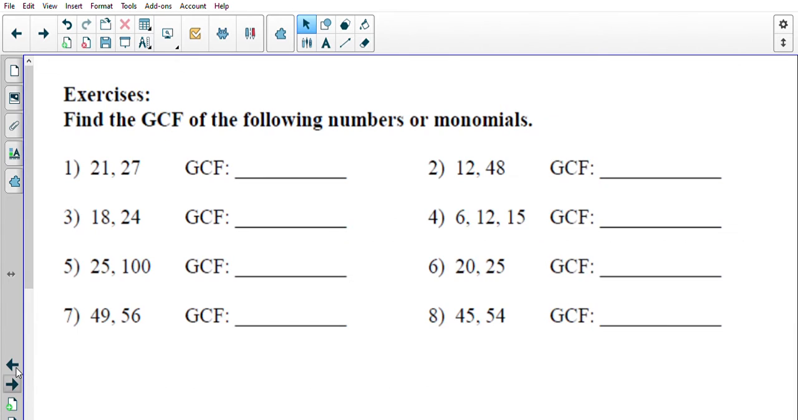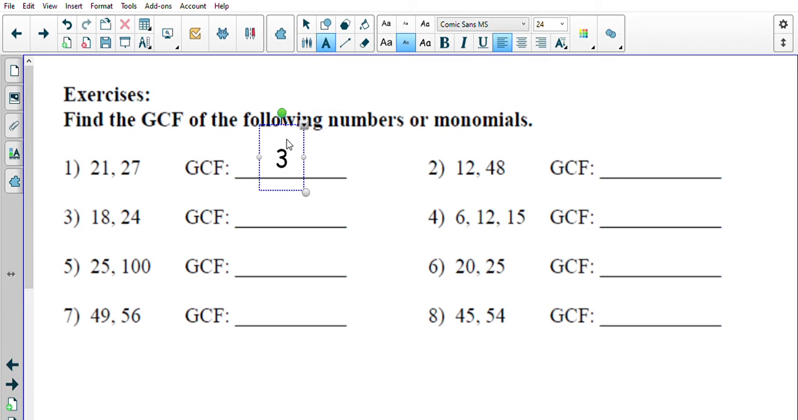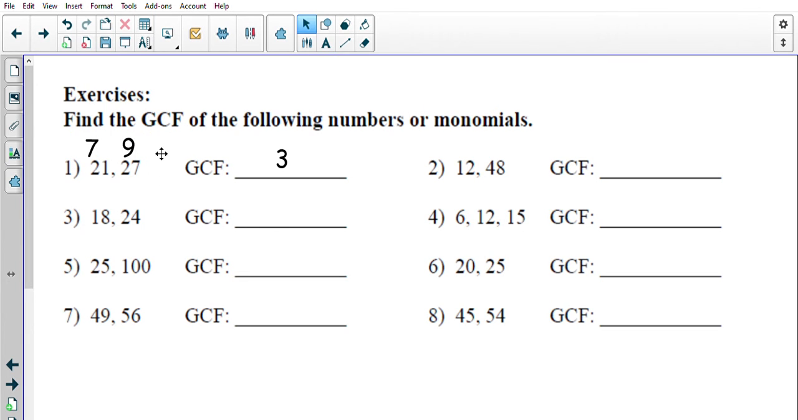So let's try some examples. In number 1, I have 21 and 27. Think about what the largest number is that both 21 and 27 divide by. If it helps to think of the factors of 21, that would be 1, 3, 7, and 21. What number is also a factor of 27? If you're thinking 3, you are correct. And a way to check is take 21 divided by 3 to get 7, 27 divided by 3 to get 9, and 9 and 7 don't divide by anything besides 1. So I know 3 is my greatest common factor.